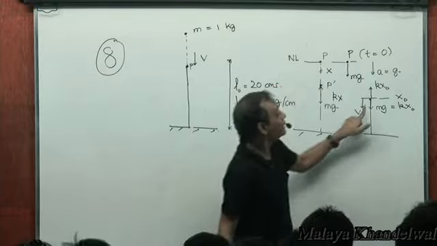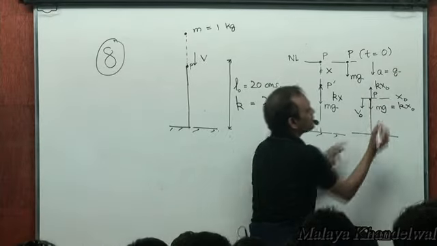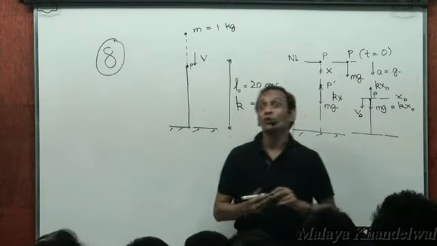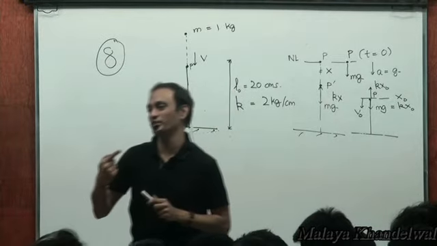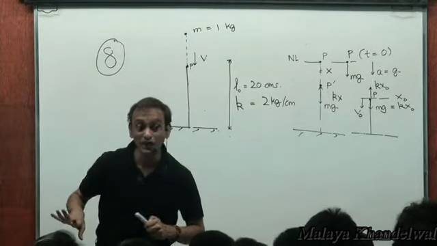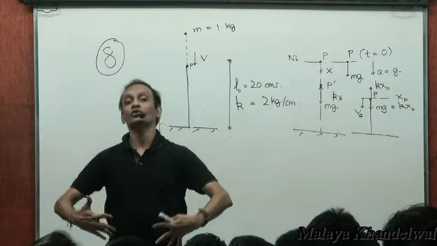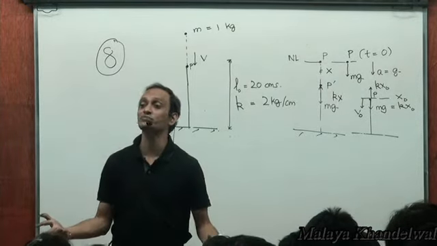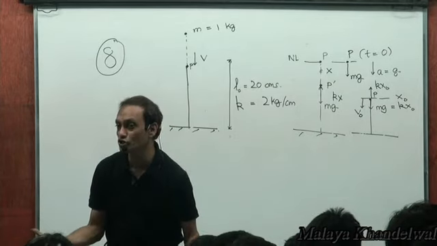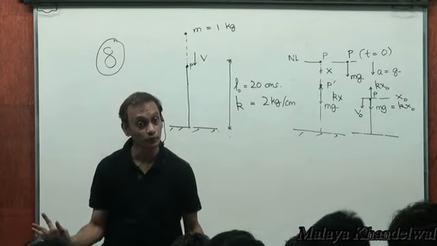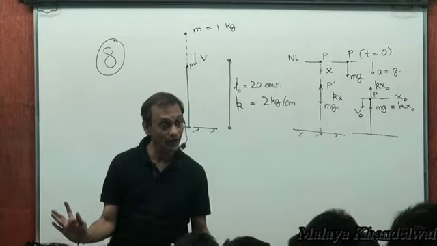This is what happened from this point P to this P. What is this P all about? This is the P where the particle has reached equilibrium. The particle has not come to rest, it has reached equilibrium. Equilibrium means no net force. Mg has been balanced by the spring force kx naught. You know what I'm saying?